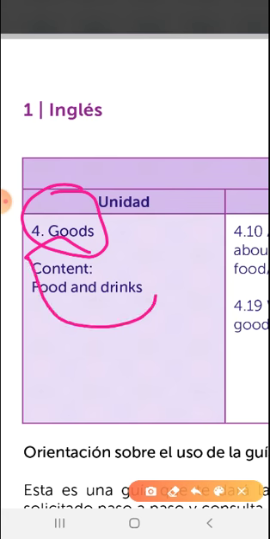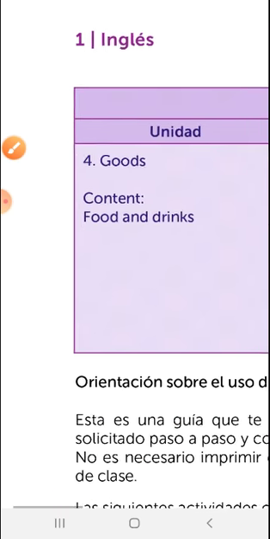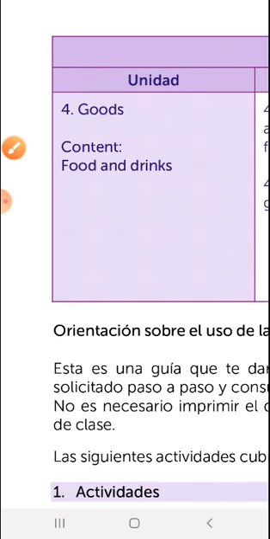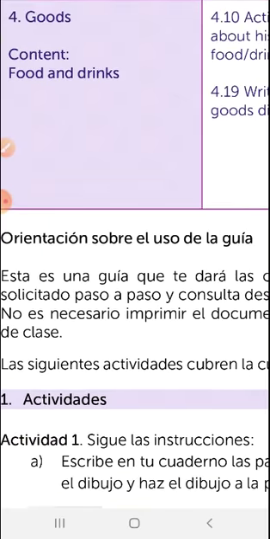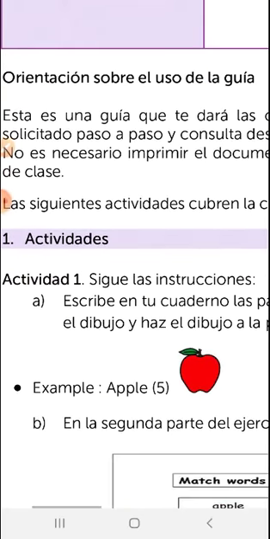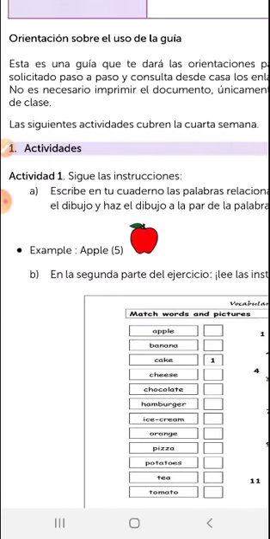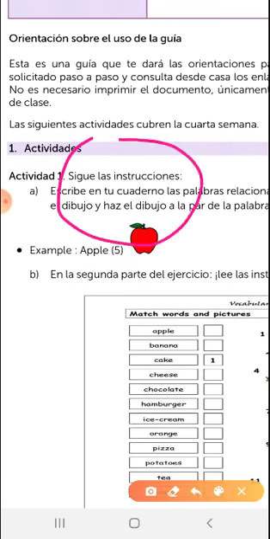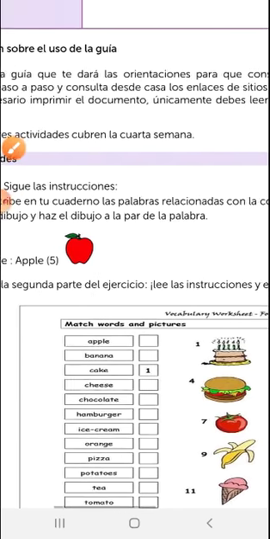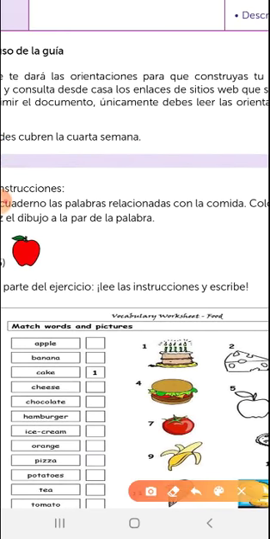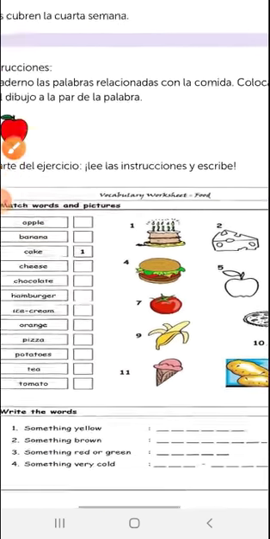Y ahora vamos a trabajar con this topic, food and drinks, okay? We work with food and drink. So, food and drinks, comida y bebida. That's the topic that we are working for today, okay? In the guide, let's pay attention to the instructions, las instrucciones. Escribe en tu cuaderno las palabras relacionadas con la comida. Write on your notebook the words related to food.